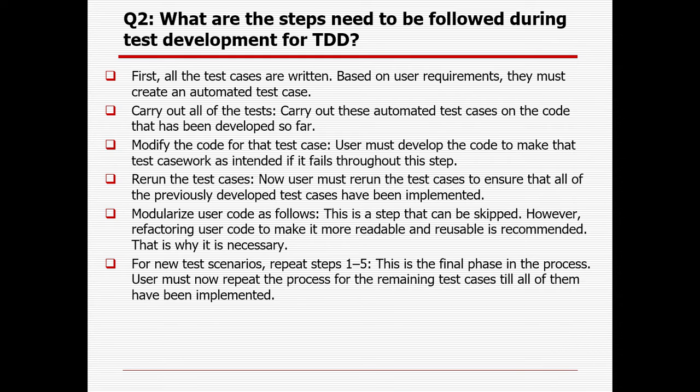Then in the next step, step 5, we modularize the code. This is a step that can be skipped as well. However, refactoring the code to make it more readable and reusable is recommended. That is why this step might be necessary. Then in case you have additional test scenarios or new functionality coming, you need to repeat steps 1 to 5. This is the final phase in the process. The user must now repeat the process for the remaining test cases till all of the functionality, or all of the test cases, have been implemented.